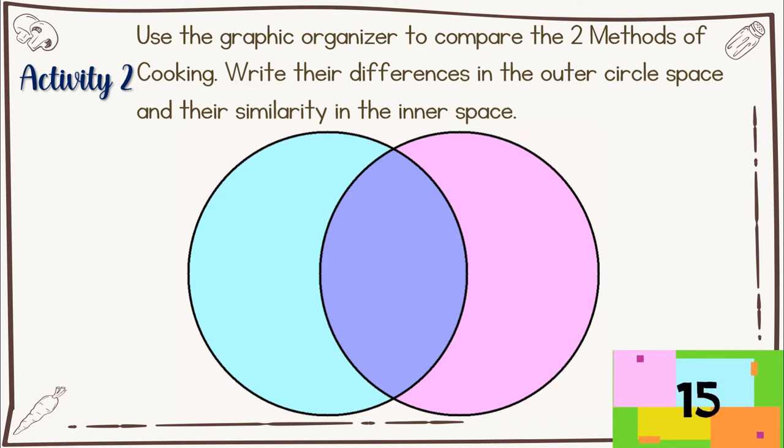Let us now answer. We have the dry heat cooking on the left side, and we have the moist heat cooking on the right side. Dry heat cooking uses direct heat, whereas moist heat cooking uses liquid or water in cooking.